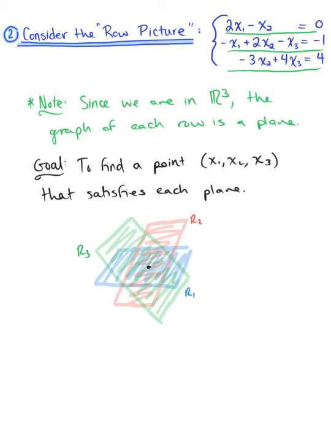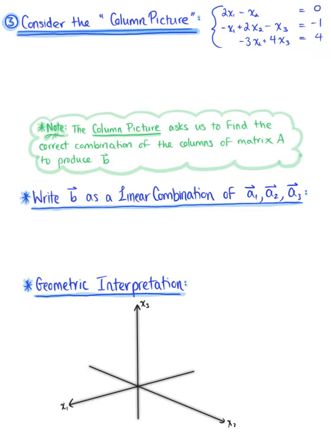So we have a good enough interpretation of what we're looking for in the row picture here. It's going to be much easier and more satisfying to consider the column picture when we're working with a linear system in R3. So here we go, the column picture of our linear system. Just like we saw with the illustration in R2, when you're thinking about the column picture of a linear system, you want to start by thinking about the vector equation.